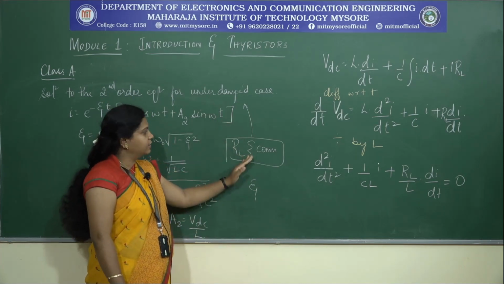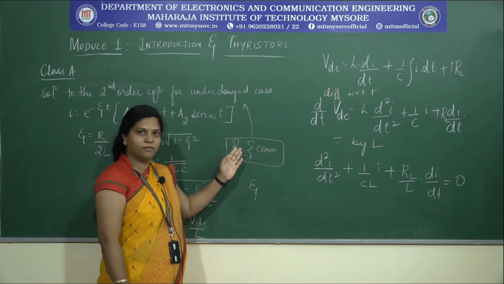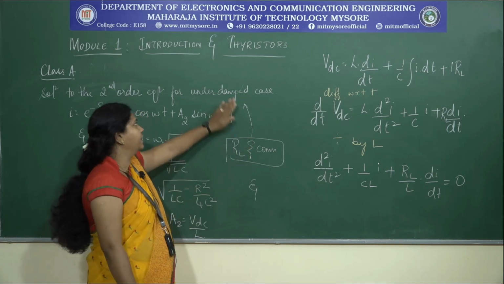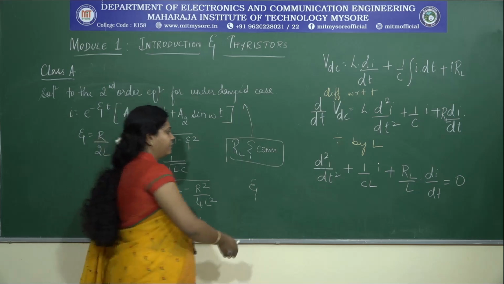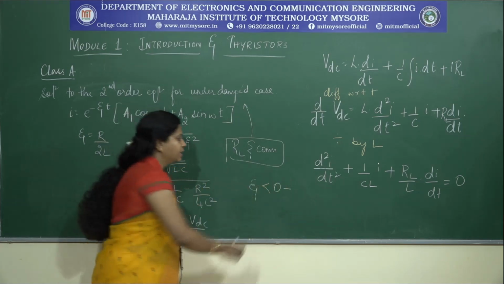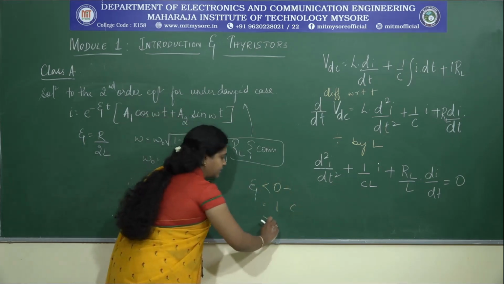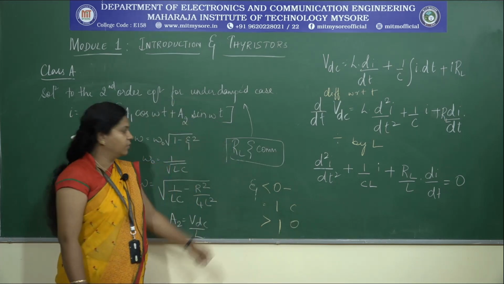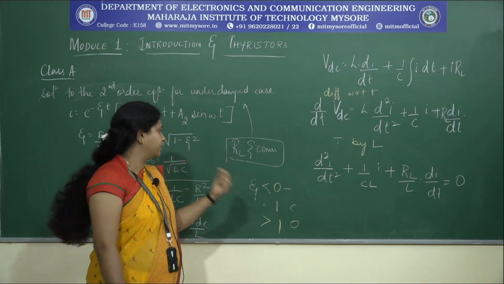So the commutation circuit, which consists of an RL load resistance along with the commutating components, forms an underdamped case. For the time being, remember that if the value of zeta is less than 1, it is an underdamped case. If it is equal to 1, it is a critically damped case. If it is greater than 1, it is an overdamped case. Okay, this you will study in detail in your control system chapter.